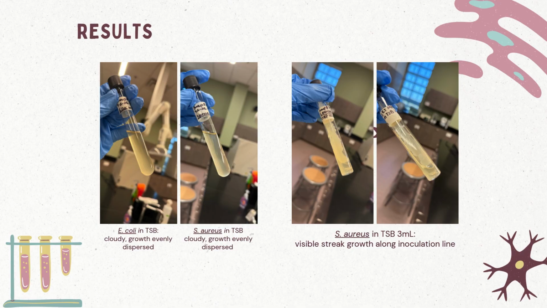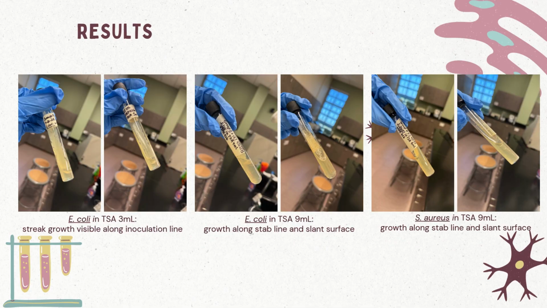the medium. Slants like this are useful because they give us a solid surface to observe colony characteristics while also being compact and easy to store. For the 3 ml TSA slant with E. coli, we saw growth along the streak line where the loop was drawn. This observation showed that the transfer was successful, and it also showed how the slants provided a solid surface for the bacteria to grow in a controlled pattern.